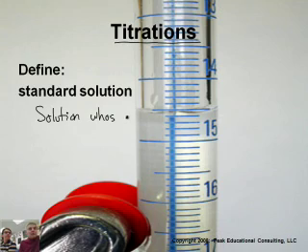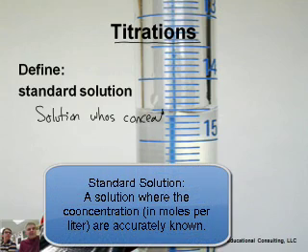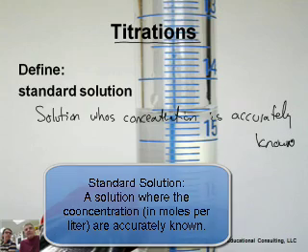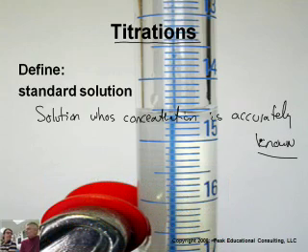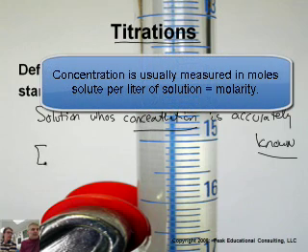A solution whose concentration is accurately known. So it's a very accurate known amount of concentration. What does that mean? Concentration is how much stuff is dissolved in there. We usually measure that in molarity, which is moles per liter.